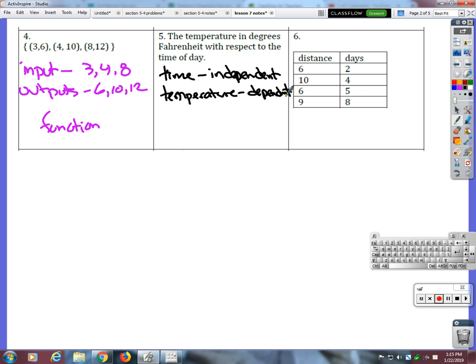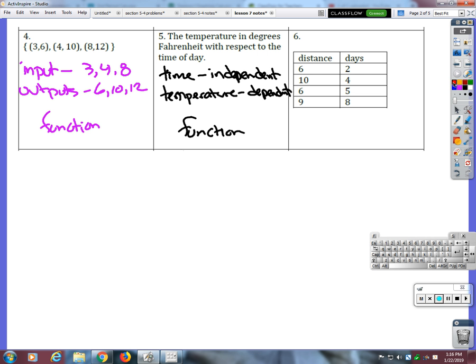But then it's a different time. So if the time changes, then the temperature changes, that's okay. But the next day is a different time. Right? I mean, today is like 1:30 or whatever. Right, but then tomorrow is a different time. So that is a function.